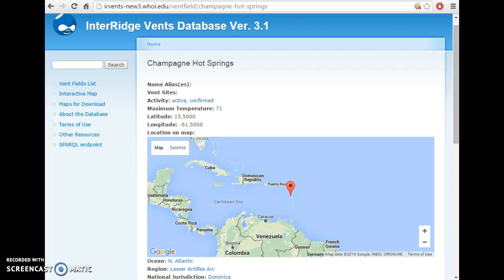Hi there, I know that a lot of us have had some questions about the Champagne vents located in the Caribbean, so I thought I would give you a bit of helpful information that I have found.